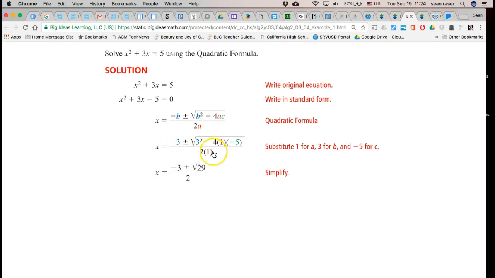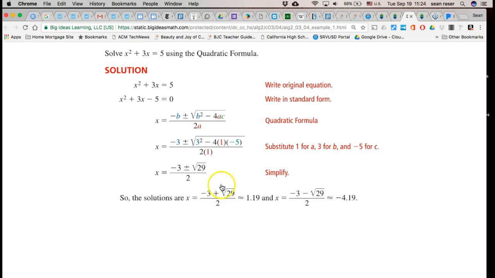Okay, so we simplify this, and this is our radical that we have right now. And there's nothing else that we can simplify in here. 29 is a prime number, so there's no factors that we can take out. So we would leave this as negative 3 plus or minus root 29 over 2. And to get our two answers, we have negative 3 plus root 29 over 2 and negative 3 minus root 29 over 2.